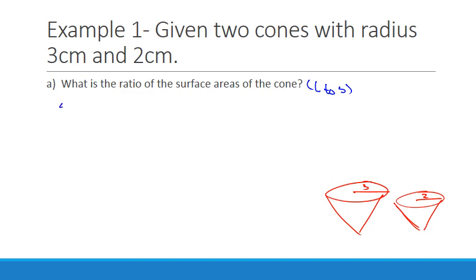Again, we have to start with the scale factor. Going large to small, our scale factor is 3 over 2. The surface areas of these objects are related by squaring your scale factor, so I'm going to square it. Then my scale factor squared is equal to 9 over 4. You could express that as a fraction or as a ratio. What it's saying is that 9 centimeters in the large cone is like 4 centimeters in the smaller cone.